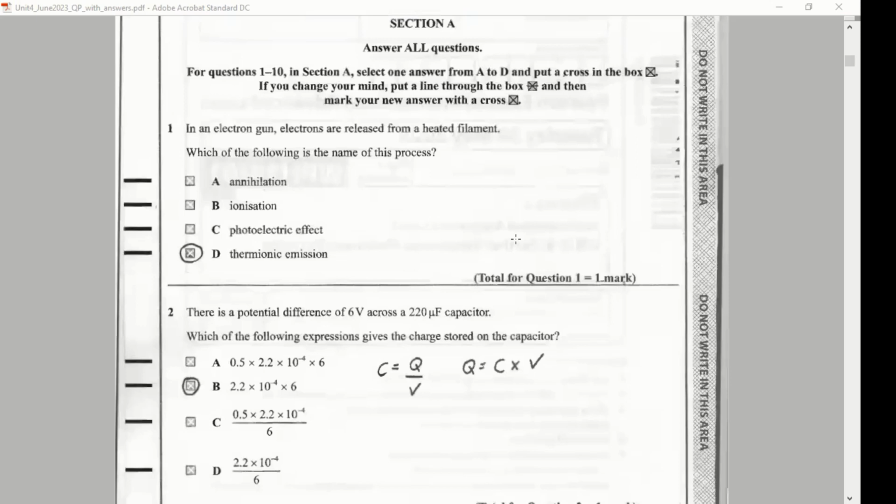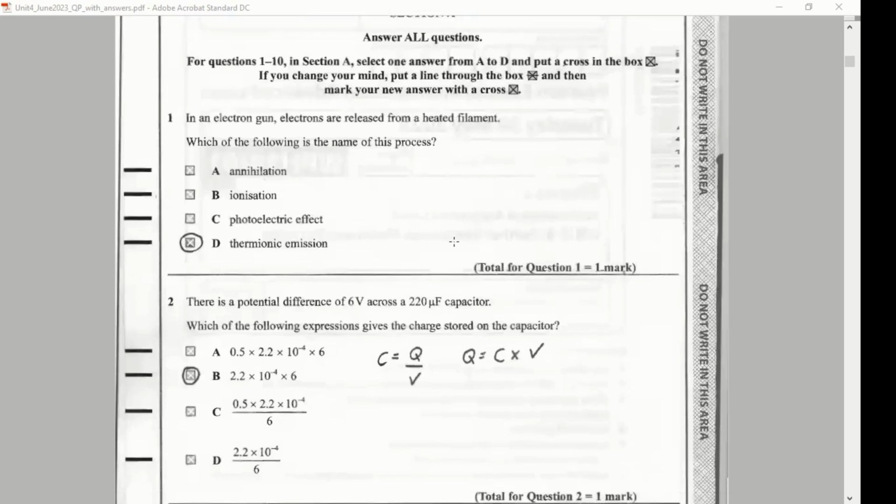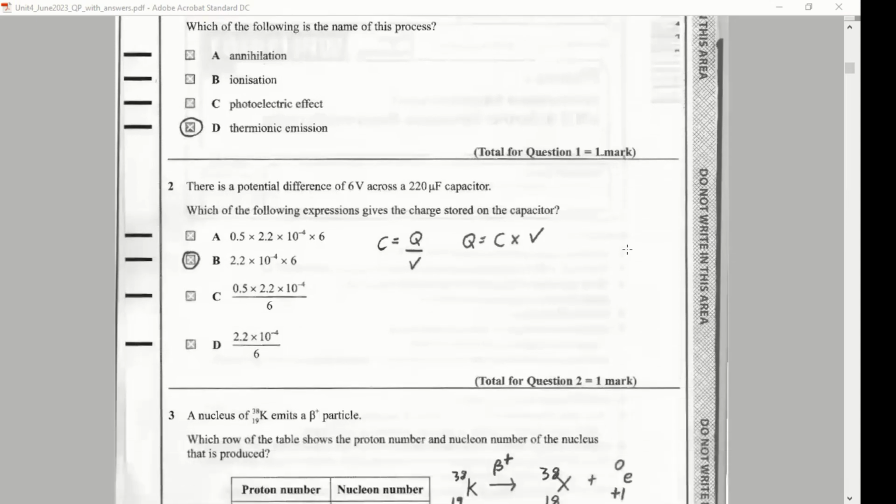First 10 questions are MCQs. Question 1. In an electron gun, electrons are released from a heated filament. Which of the following is the name of this process? That is the simple definition of thermionic emission. 1 easy mark.